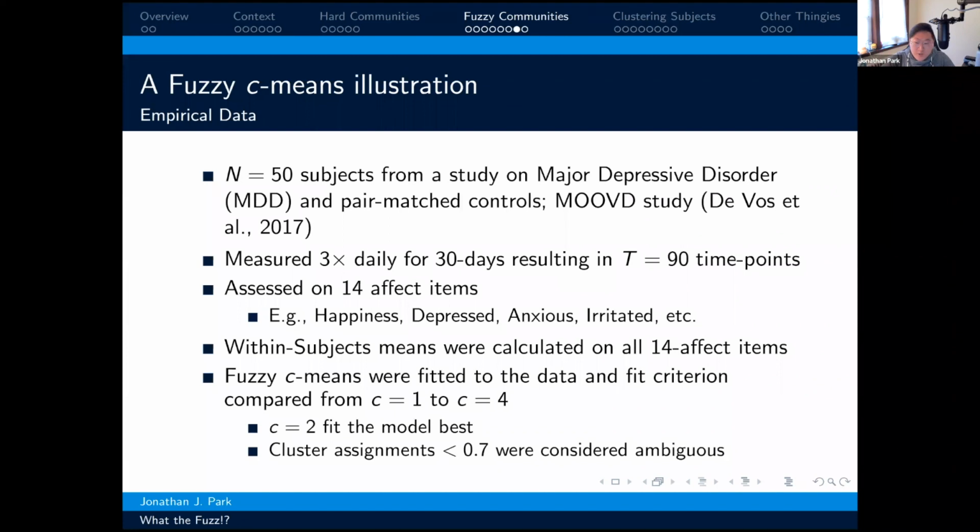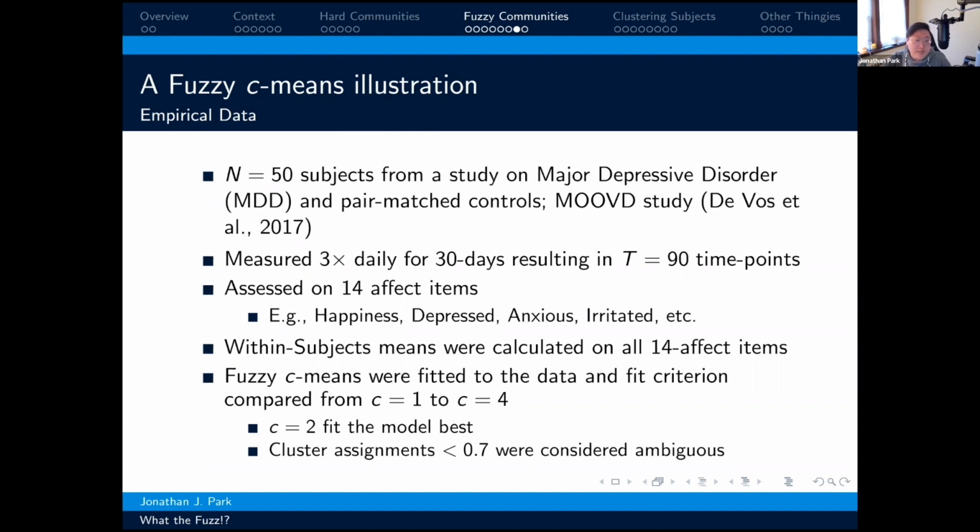So here's an illustration. This is taken straight out of my comprehensive exams, so it could be messy and there are some arbitrary decisions being made. We had 50 subjects from a study on major depressive disorder. Basically half had major depressive disorder, the other half were pair-matched controls. It's taken from a study from 2017. The subjects were measured 3 times a day, every day, at equidistant intervals for 30 days. So they had about 90 time points each, and they were assessed on 14 affect items. Basically, it's like, since the last time you took this, how do you feel?